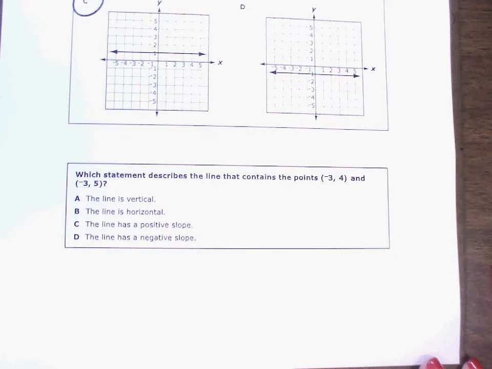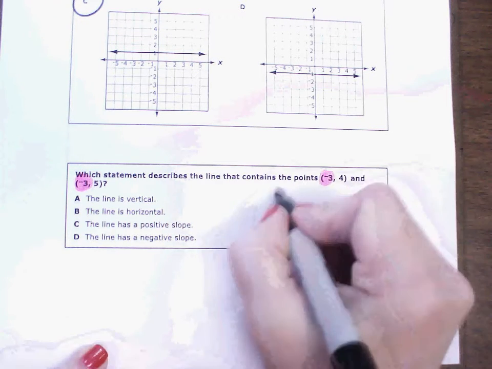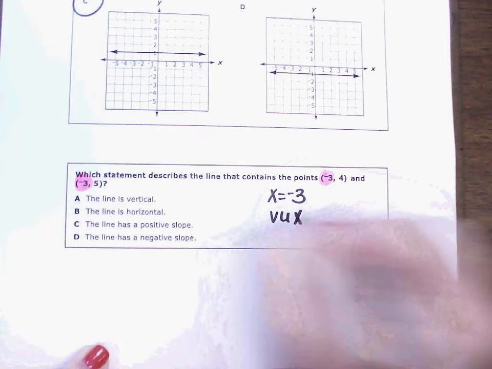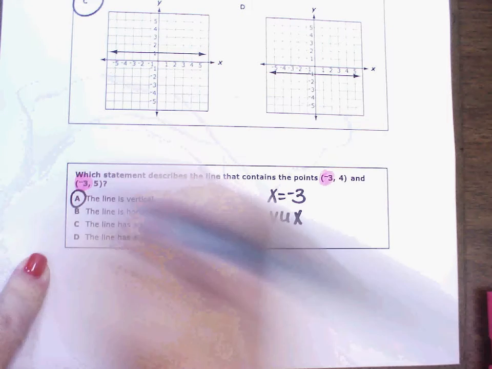Which statement describes the line that contains the points negative 3, 4 and negative 3, 5? Alright, so x can only equal negative 3, obviously. Which means this is a vertical line. The line is vertical. There you go.